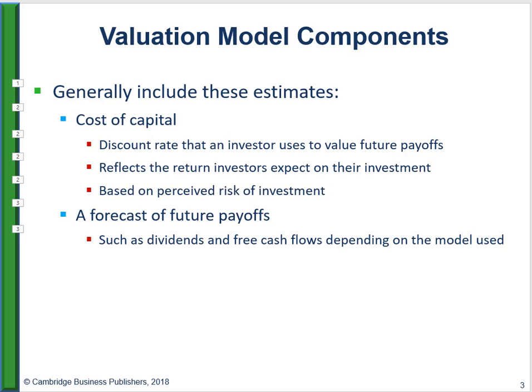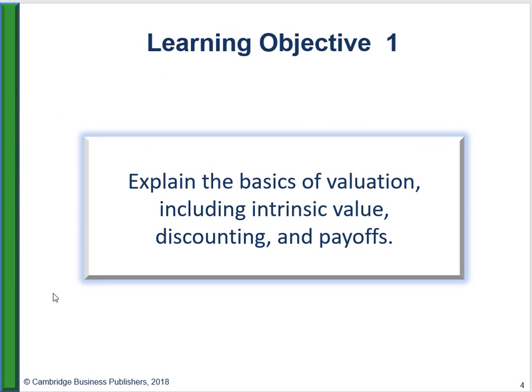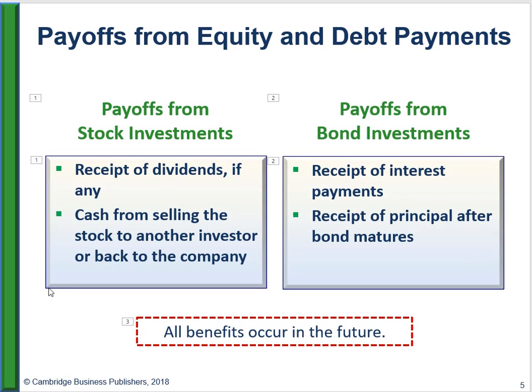So just some high level, big picture vision casting, I guess, for what we're really trying to do, which is, in this module, identify the cost of capital and the components that go into it, and then forecast those future payoffs. And then next week we'll look at some individual models for discounting those future payoffs. Learning objective number 1. Explain the basics of valuation, including intrinsic value, discounting, and payoffs. I mentioned each of those, but let's talk in a little bit more detail here.